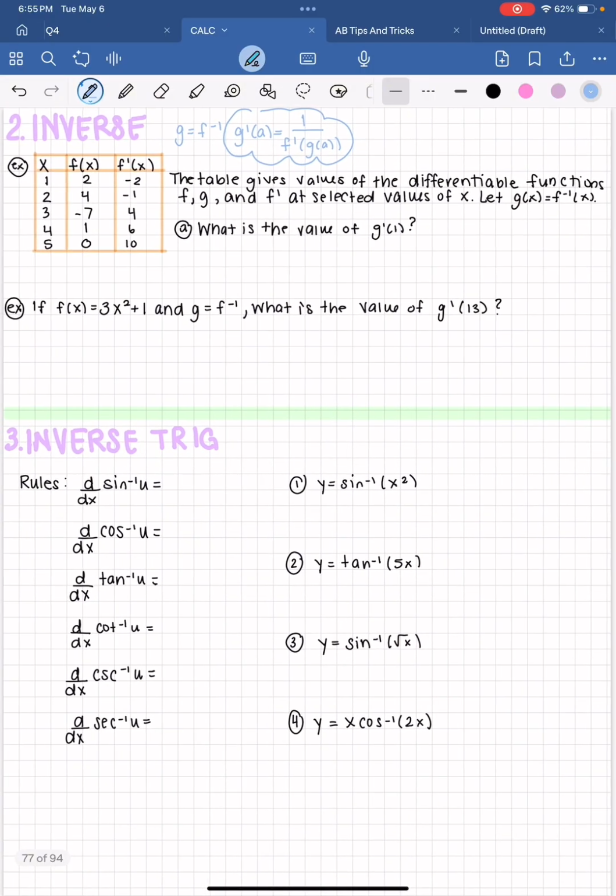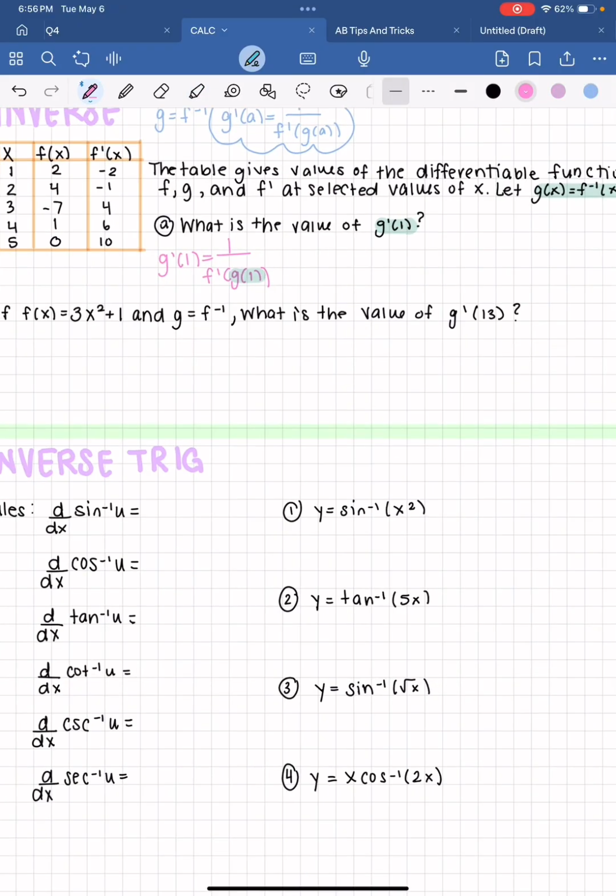So let's look at this example here. The table gives values of the differentiable functions f, g, and f prime at selected values of x. Let g equal to the inverse of f, and they want the value of g prime of 1. So first thing I like to do is plug into my formula. G prime of 1 is 1 over f prime g of a. And we need to work our way from the inside out. So we need to find, that should say g of 1. Silly. So first thing we need to do is work our way from the inside out.